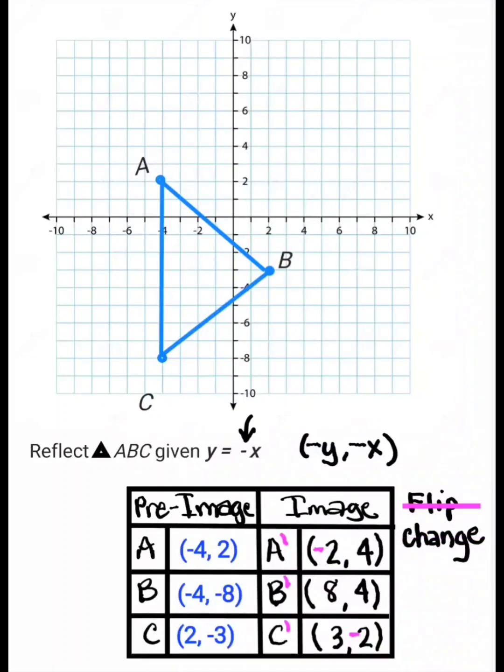We now have the coordinates for the pre-image, which is the triangle above. And now we have the new coordinates for the image. Let's do this, what happened to that? The image, and we can graph those coordinates, and that will reflect over the diagonal.